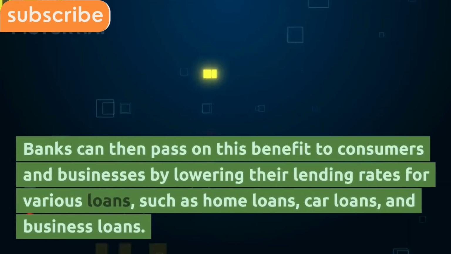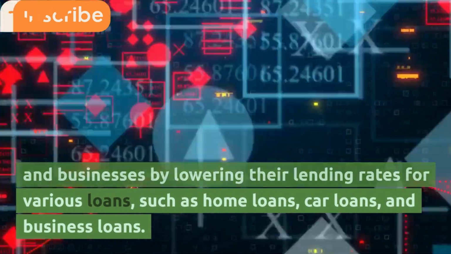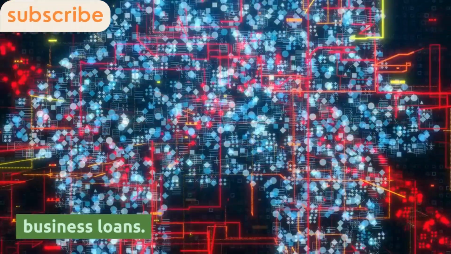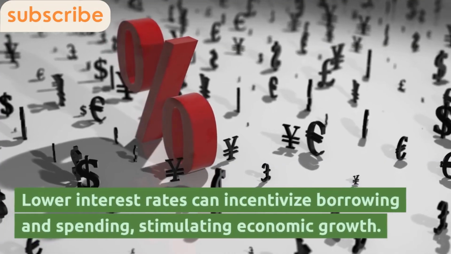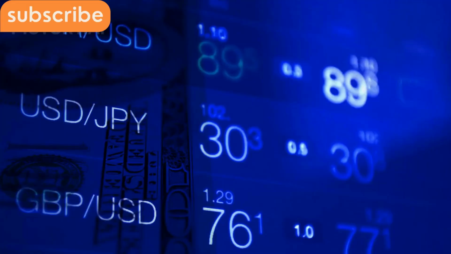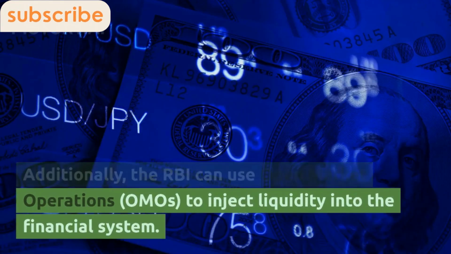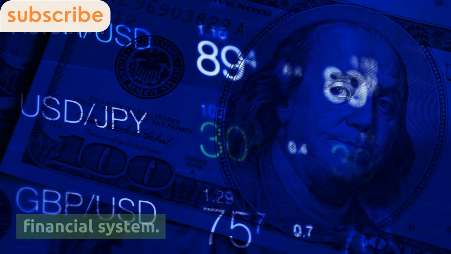Banks can then pass on this benefit to consumers and businesses by lowering their lending rates for various loans, such as home loans, car loans, and business loans. Lower interest rates can incentivize borrowing and spending, stimulating economic growth. Additionally, the RBI can use open market operations, OMOs, to inject liquidity into the financial system.